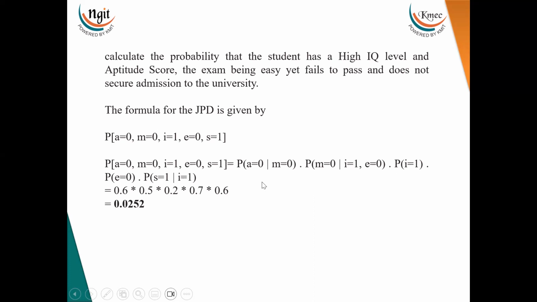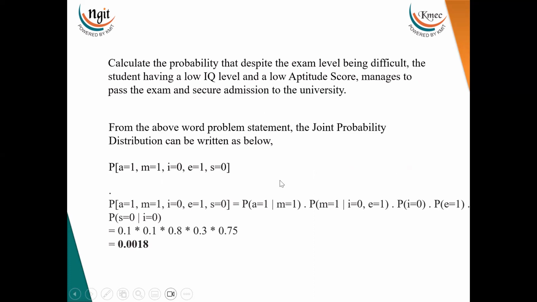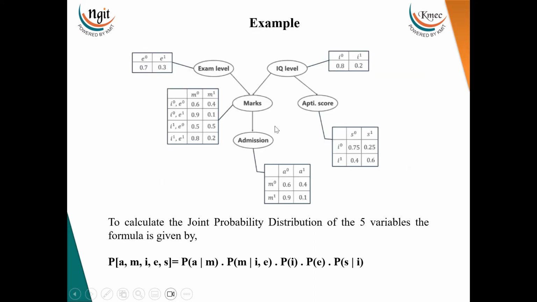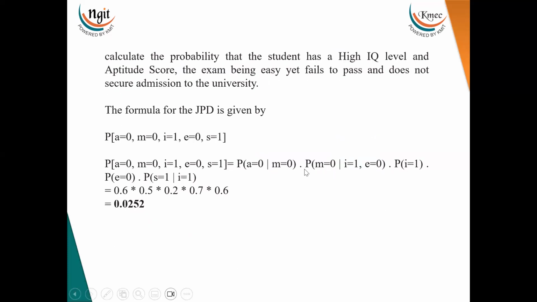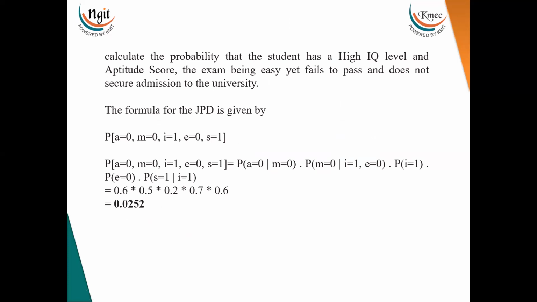So in this way, after substituting the probabilities, given that admission is 0 and the marks is 0, we'll check that in the probability table. When marks are 0 and admission is 0, the probability given is 0.6. So in this way, we need to find the probability of all the joint probabilities, the total joint probability distribution. Then we'll get the joint probability distribution value. So in this way, we can derive the output for various problem statements. Thank you.